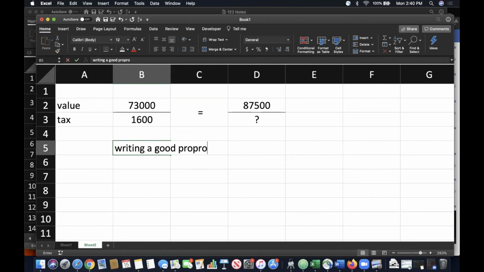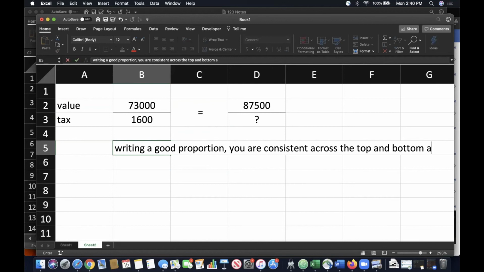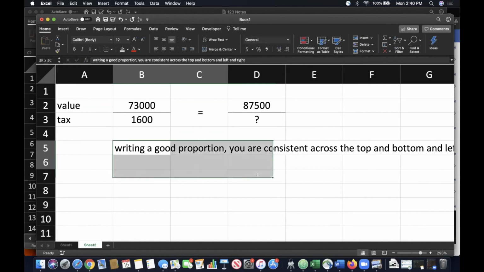Writing a good proportion, you are consistent across the top and bottom and left and right, right? So, yeah, go ahead.